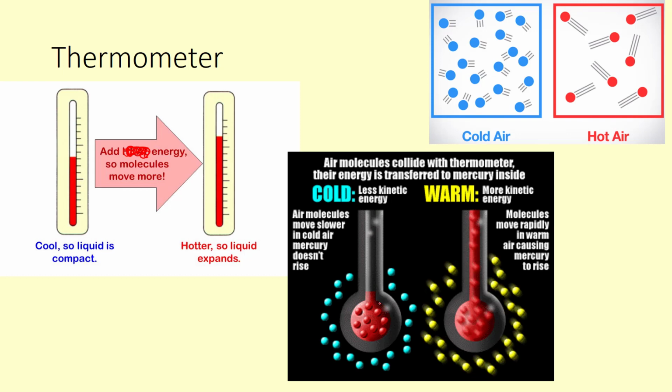It doesn't expand. Okay. So air molecules move slower in cold air, so then the mercury does not rise. Okay, it might lower if they're going slower than the molecules in the mercury. If it's warm, the molecules move rapidly, causing the mercury to go up. Okay, so it's about transferring their thermal energy into there, and that moves up. And this is maybe transferring the thermal energy out, and so it moves down, okay, or just a little bit of their thermal energy, and this is a lot of thermal energy.